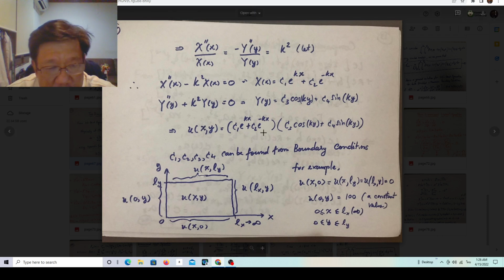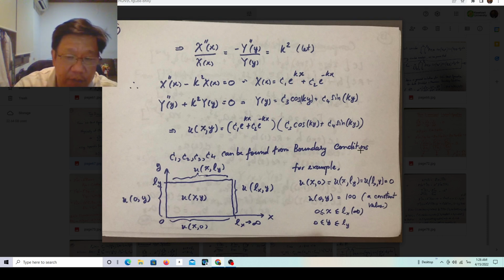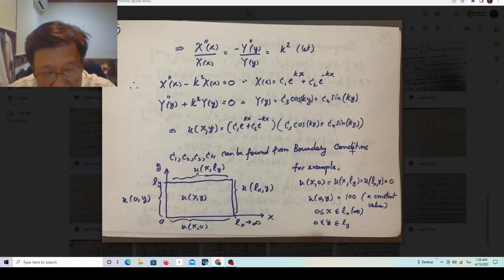The next step is that we need to find the coefficients c sub 1, c sub 2, c sub 3, and c sub 4. Those can be found using what we call the boundary conditions, which will be different case by case, depending on the nature of the problem and the function related to the boundary condition.